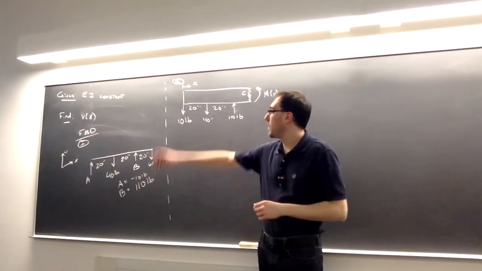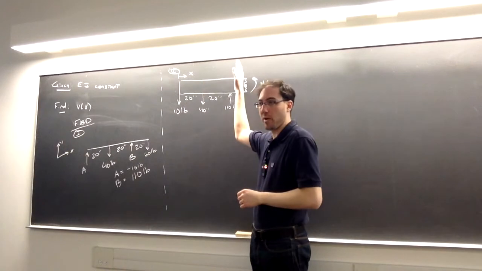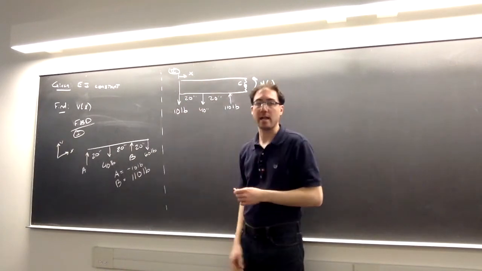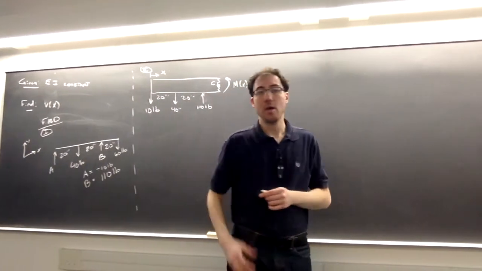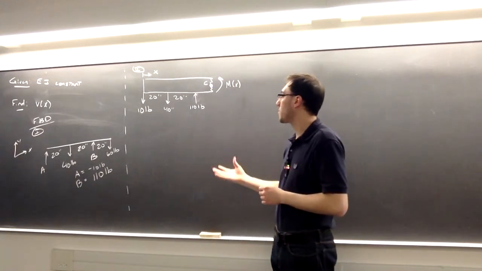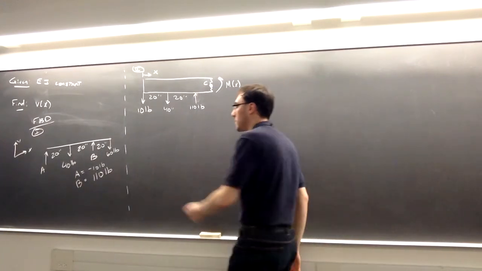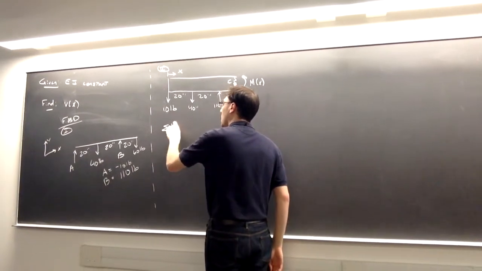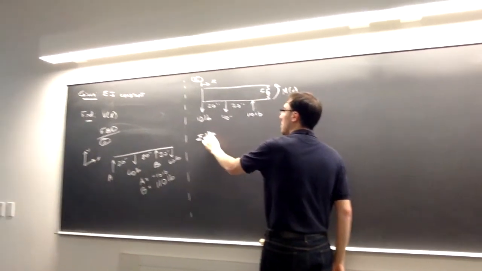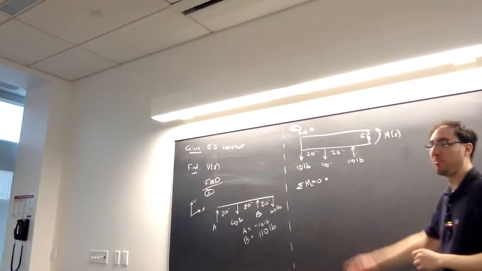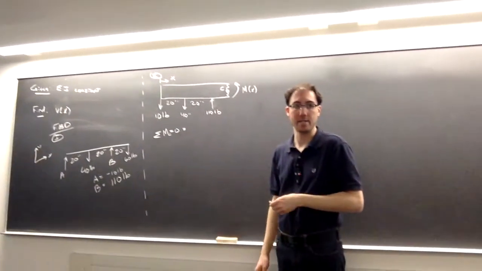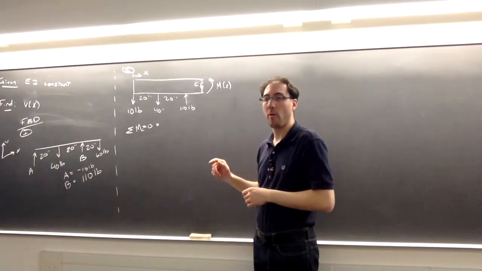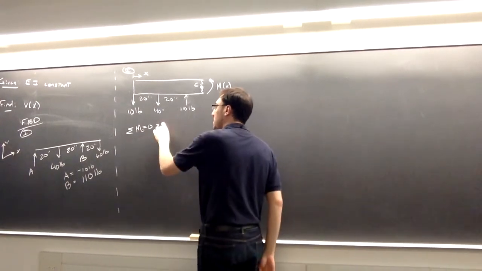So what I do here is I always cut at the extreme right, and I always measure X from the left-hand side. From here, I now want to get the sum of moments around what I just call point C. It's where I'm taking that cut. So the first thing is always the internal bending moment, M of X.